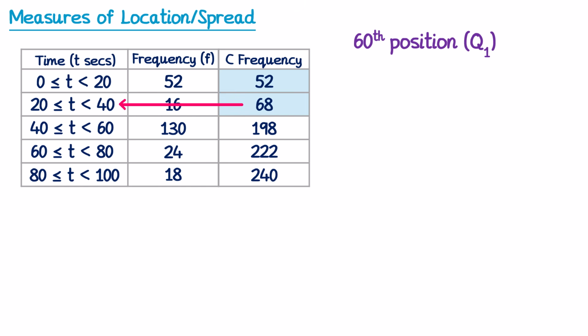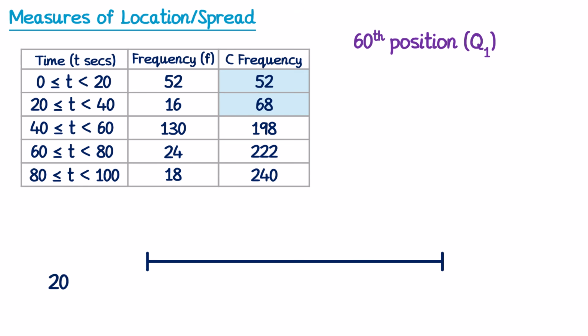But you need to actually do better than that. We can try and pinpoint where in this interval it might be. We'll use the following approach. This interval goes between 20 and 40 seconds. And if we think about the frequencies, the previous interval finished at the 52nd number, and this interval goes all the way to the 68th number. If we subtract these, we find the difference between them is 16. So this means there are 16 bits of data in this interval, and that makes sense because its frequency is 16.